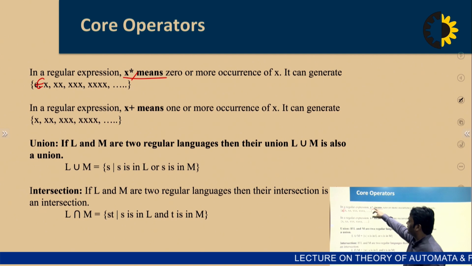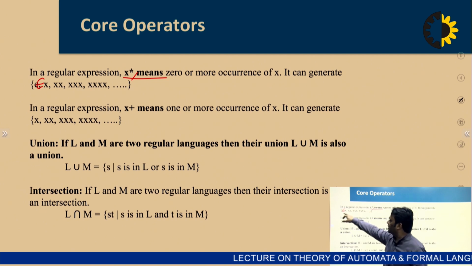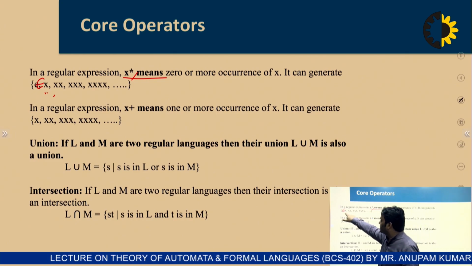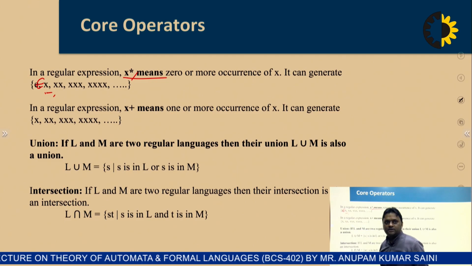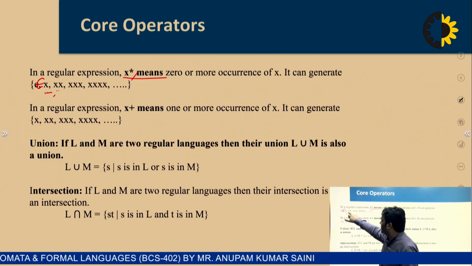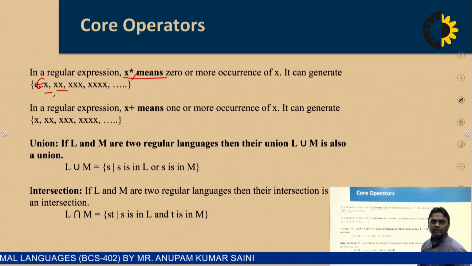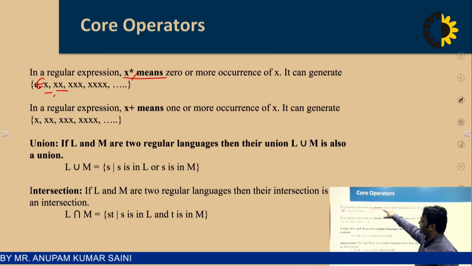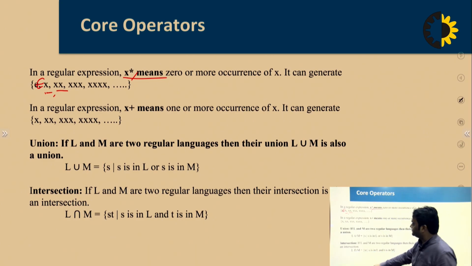If the occurrence of x is 0, then the language will be epsilon. If the occurrence of x is 1, then the output will be a single x, and if the occurrence of x is 2, then xx will be the output, means the language will be xx, and we write it in the form of regular expression as x star.